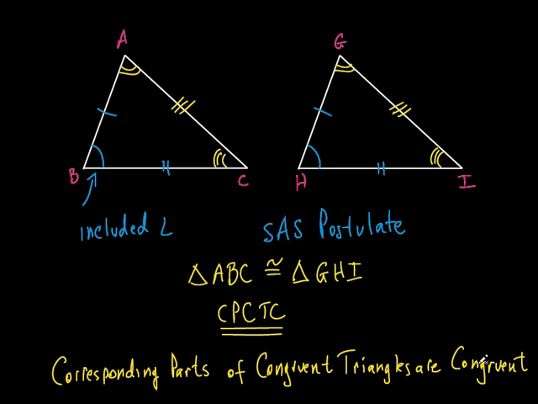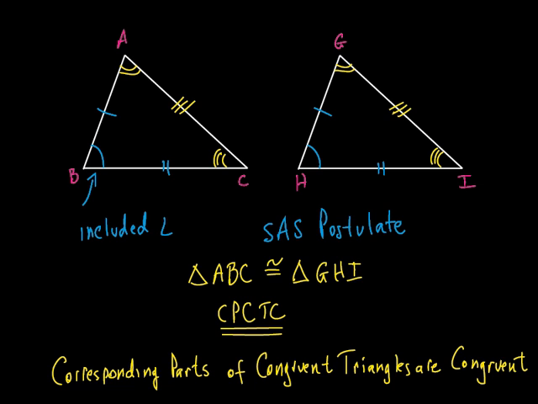I taught out of another book that instead of using the word congruent, they used equal. So my kids would always say CPCTE for equal. But this book says congruent, so we'll stick with what the book says. So let's say it again. Corresponding parts of congruent triangles are congruent.